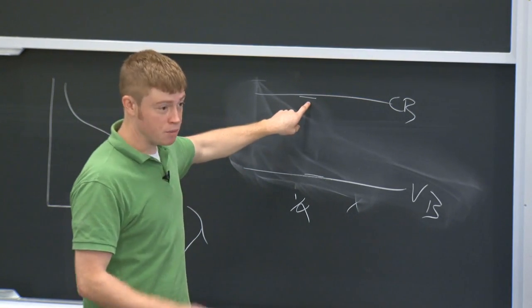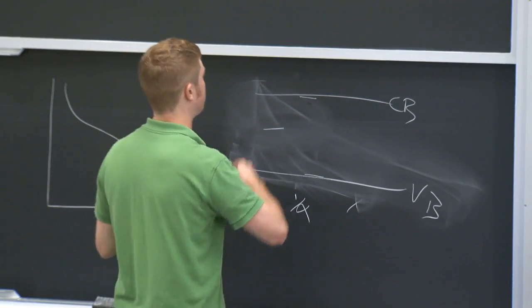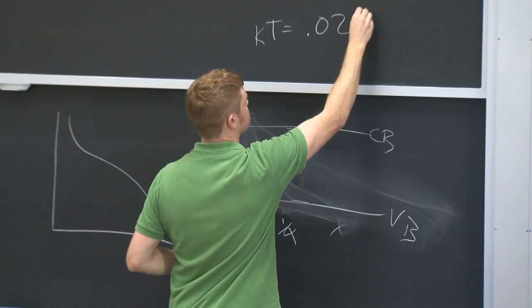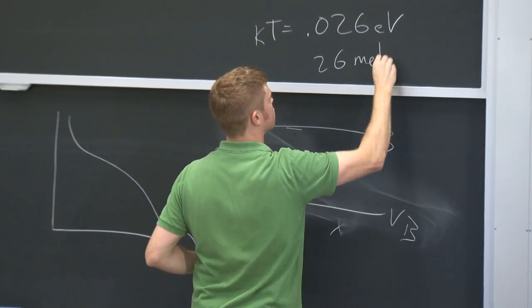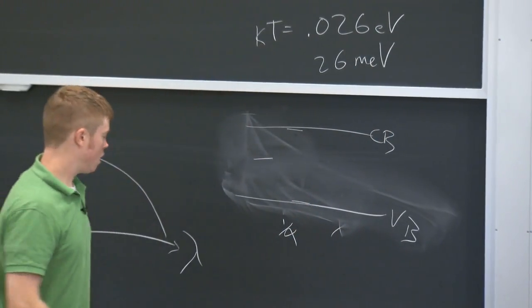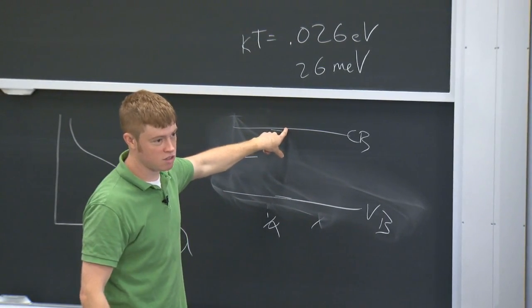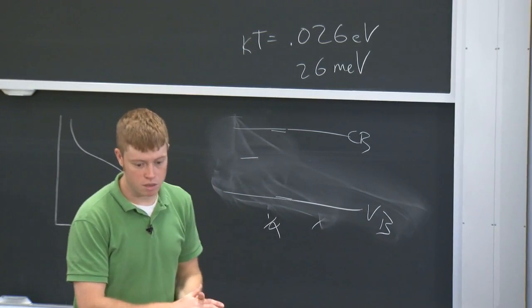But at room temperature, kT is your thermal energy, and at room temperature, if you put that for electrons, it's 0.026 electron volts, or 26 millielectron volts. This is a good number to have in mind, by the way. When that number is on the order of this binding energy for phosphorus, they're almost always fully ionized and free. But that's a very good question.